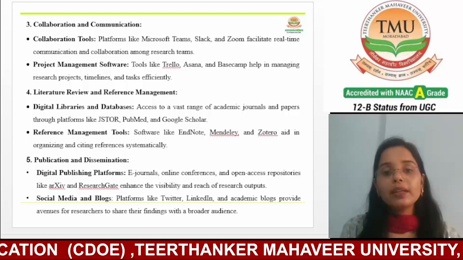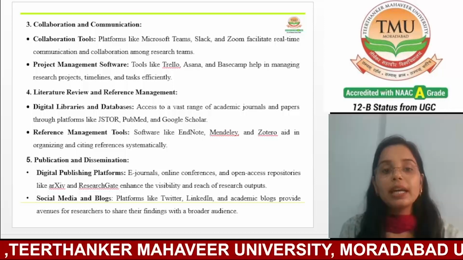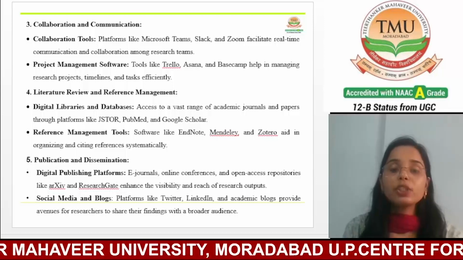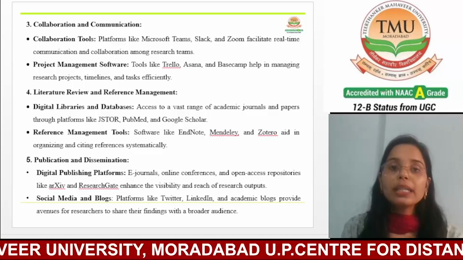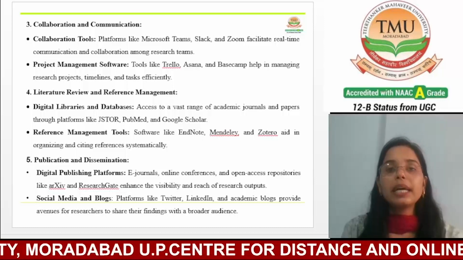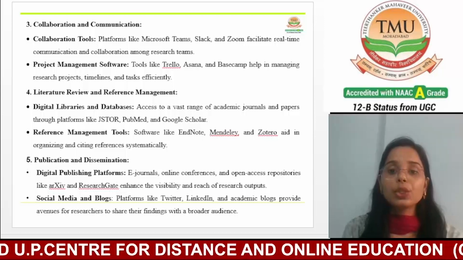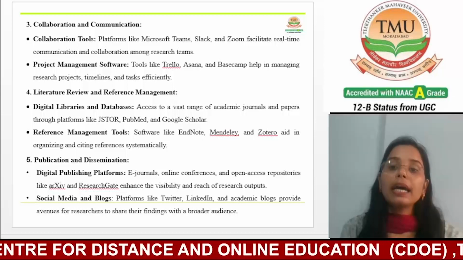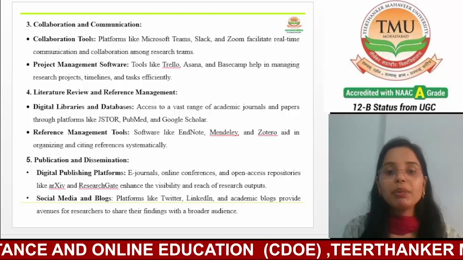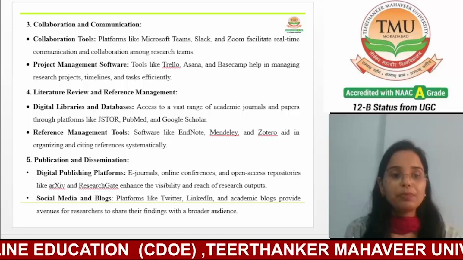Literature review and reference management are also categorized into two. The first one is digital libraries and databases. The second one is reference management tools. So let's discuss the first one, digital libraries and databases. They provide access to a vast range of academic journals and papers through platforms like PubMed, Google Scholar, ResearchGate, etc.